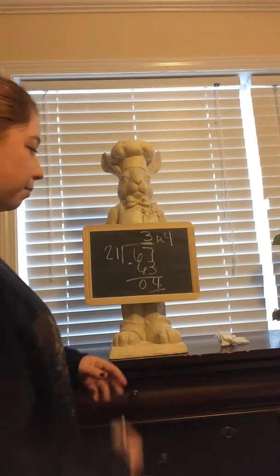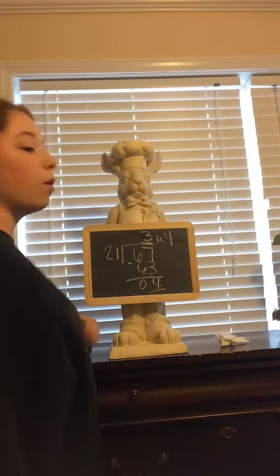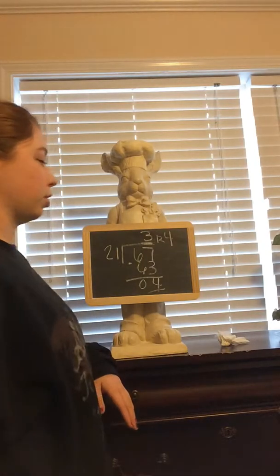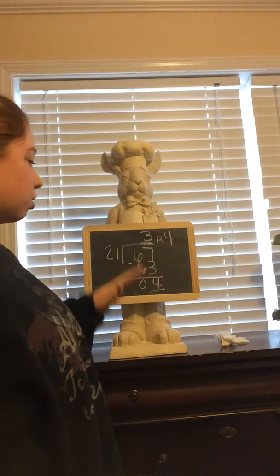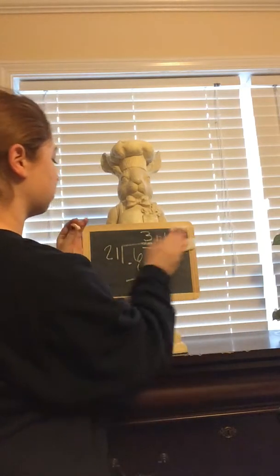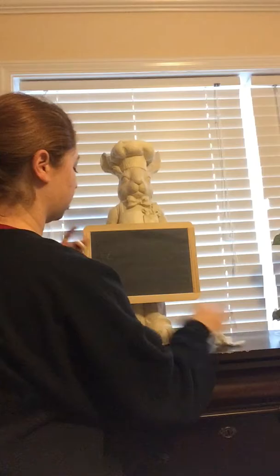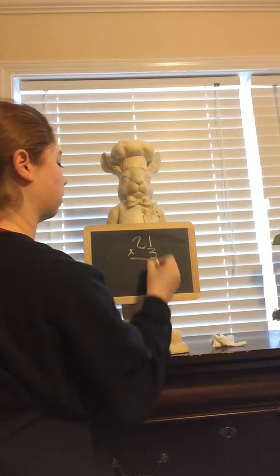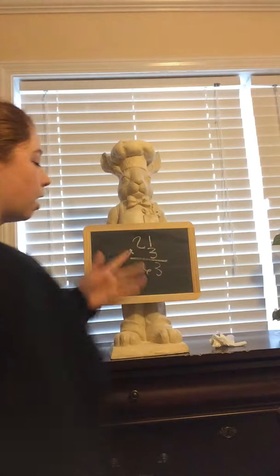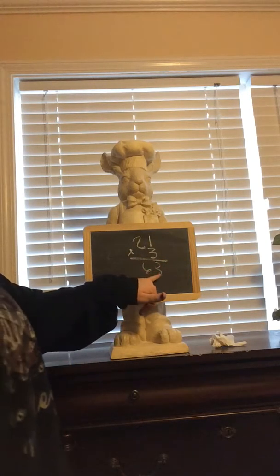Well, how do we check that? What would we do if we didn't have that remainder to check it? We would multiply our quotient by a divisor. So let's do that. Let's multiply 21 times 3. 3, 6. Okay, so is that our answer?